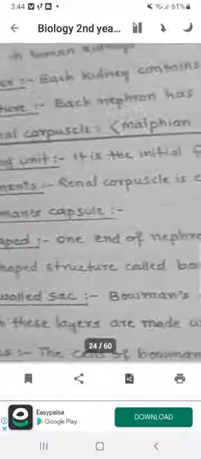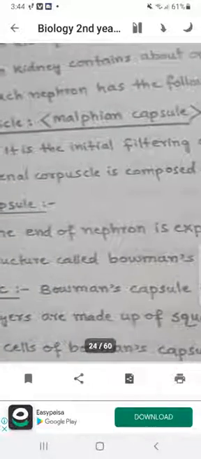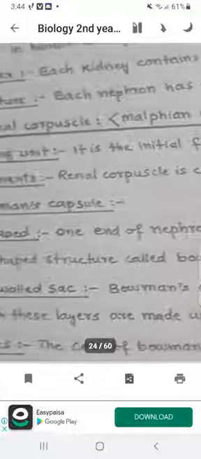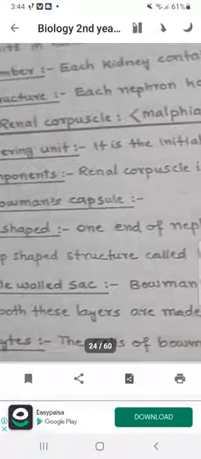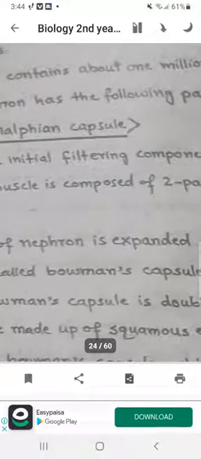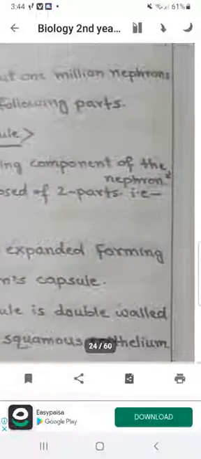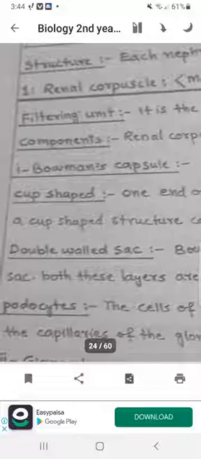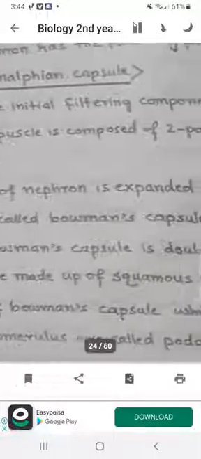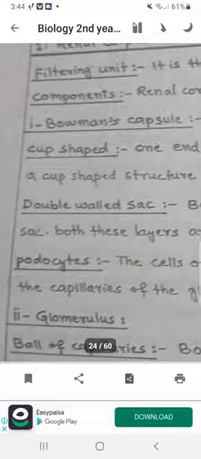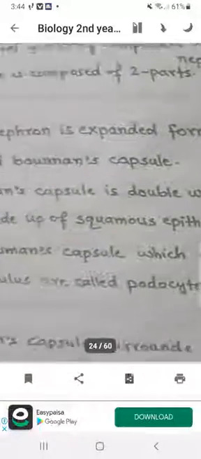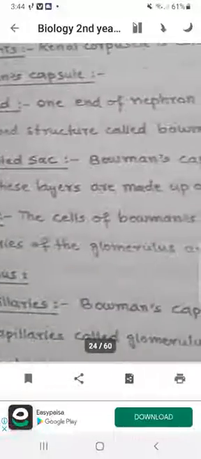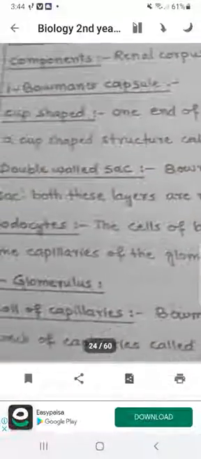Number 1. Renal corpuscle, Malpighian capsule. Filtering unit. It is the initial filtering component of the nephron. Components. Renal corpuscle is composed of two parts. Number 1. Bowman's capsule, cup shaped. One end of nephron is expanded, forming a cup shaped structure called Bowman's capsule.